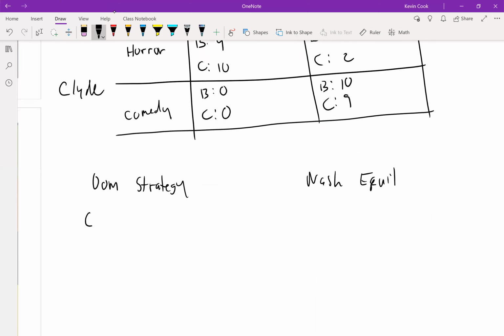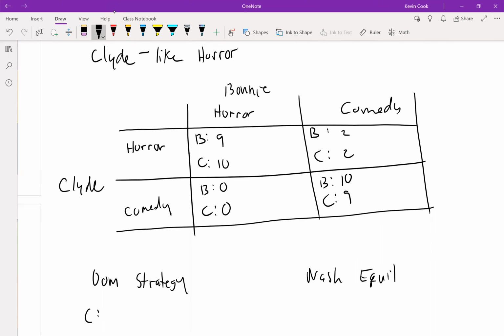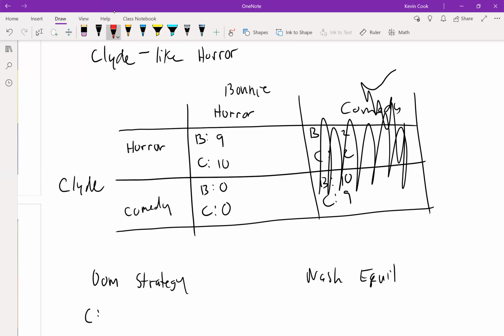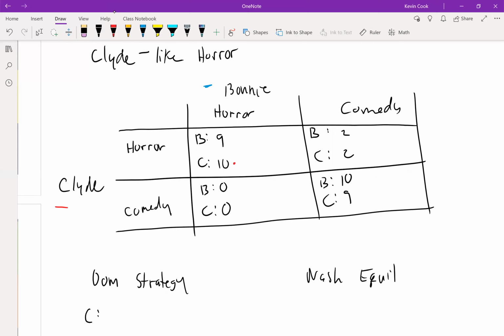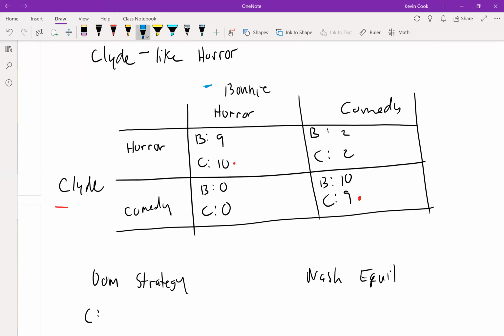So with our dominant strategy, we have Clyde and Bonnie. And let's just see what happens. So if Clyde knows that Bonnie's going to pick the horror movie, he has a choice between either 10 utility or 0 utility, in which case, just like before, he'll pick 10. And similarly, if Clyde knows that Bonnie will pick the comedy, he has a choice of 2 or 9, in which case he'll take the 9 utility. And same thing for Bonnie. If she knows that Clyde will pick a horror film, she'll pick the horror as well. If Bonnie knows that Clyde will pick the comedy, she will pick the comedy.